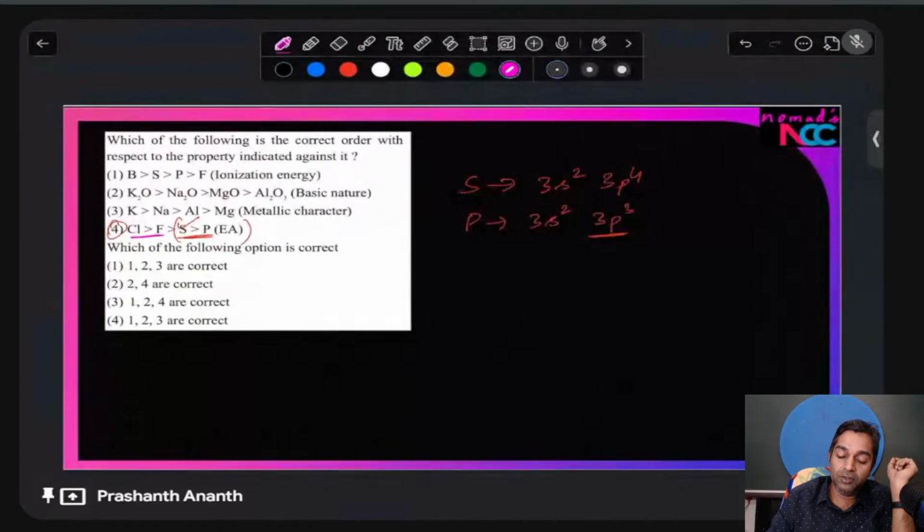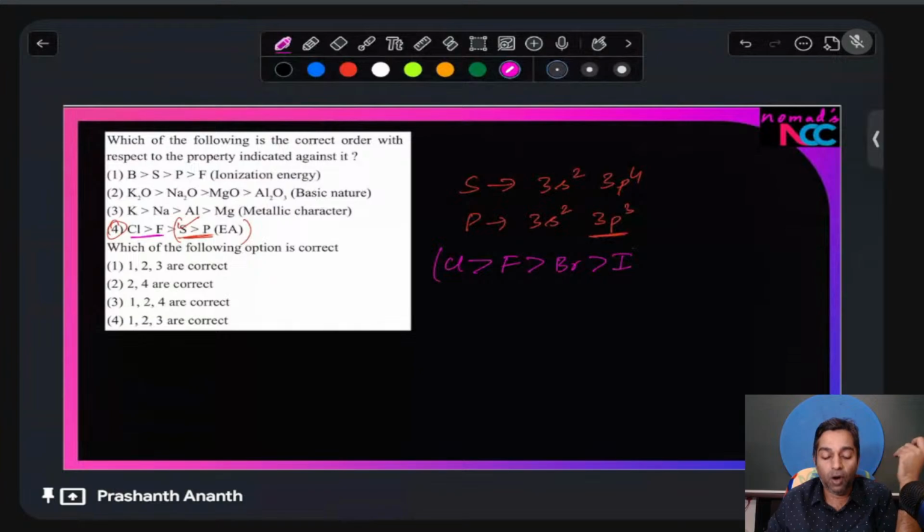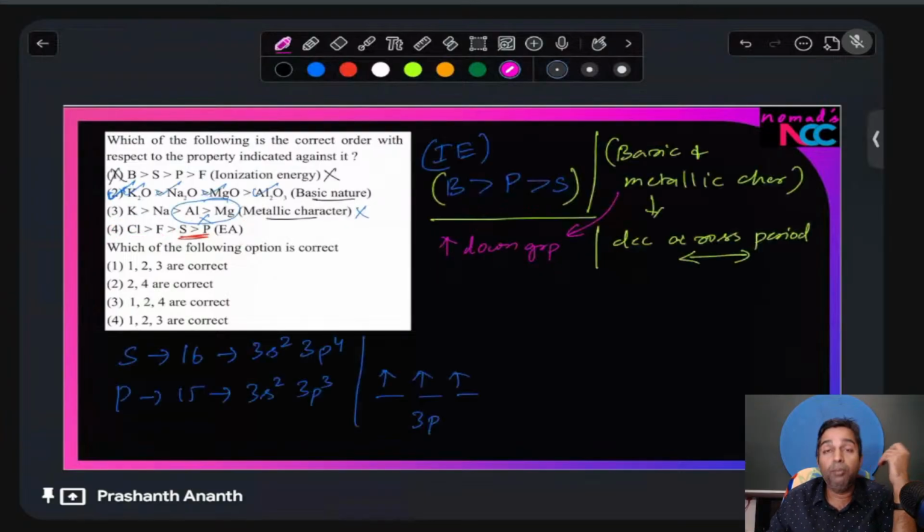So in the halogen group, you're going to have chlorine being maximum, then fluorine, then we will end up having bromine and iodine in the same order here. So this is going to be the order in the halogens when it comes to electron affinity. So this order for option 4 is correct. We had option 2 correct over there, option 4 is also correct. So the correct answer is that 2 and 4 are both correct in this particular question.